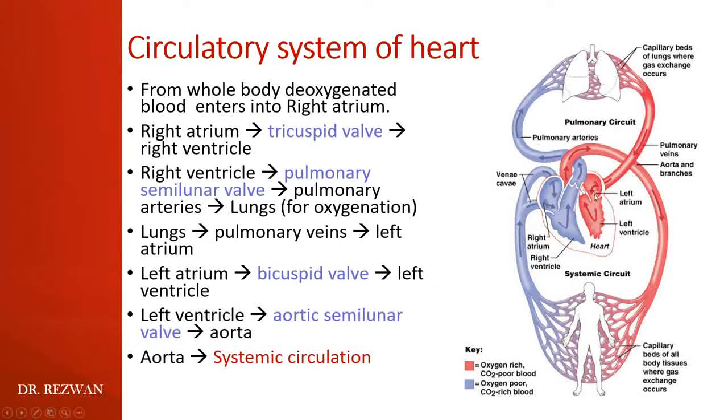and from the left atrium it will go into the left ventricle by the bicuspid valve or the mitral valve, and from the left ventricle it will enter into the ascending aorta or the aortic system by the aortic valve, the aortic semilunar valve, and from this aorta it will go into the whole body. So this is the pulmonary circulation between heart and the lung, and the systemic circulation from the body to the heart and heart to the body.